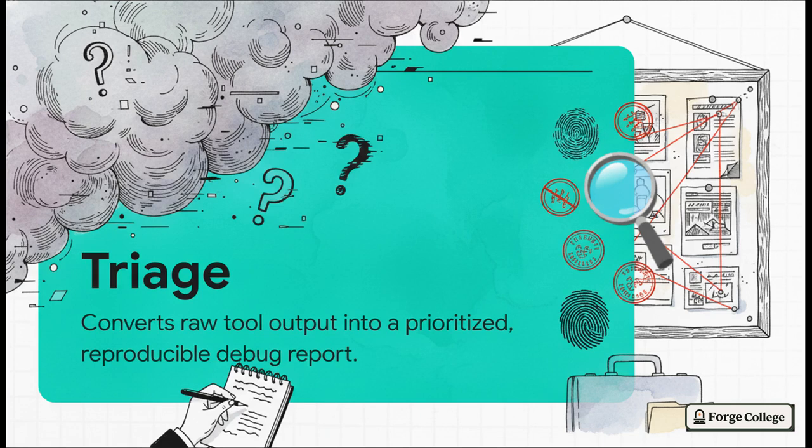Triage is that absolutely vital intermediate step where you sift through those tips, verify the evidence, and convert that raw, noisy output into a prioritized, reproducible debug report. And you do all this before handing it over to the prosecutor or, in our world, the formal security reviewer.